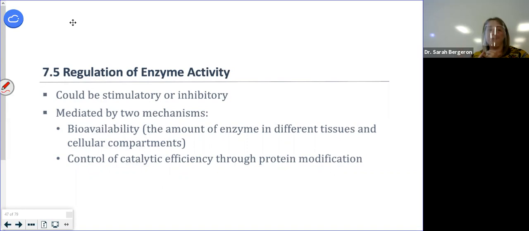Covalent modifications is one. What else? That's control of catalytic efficiency. But bioavailability. Sequestering is one. Expression, right? Remember that expression and turnover? How much you make and then how much you break it down? Remember that? We talked about that in the very beginning. So that's bioavailability. And then the other part of that is we can control catalytic efficiency through things like phosphorylation, dephosphorylation. Those are protein modifications, right?